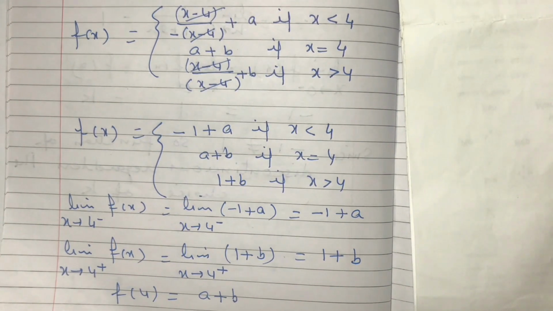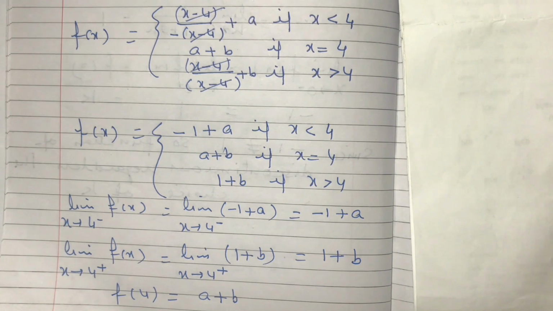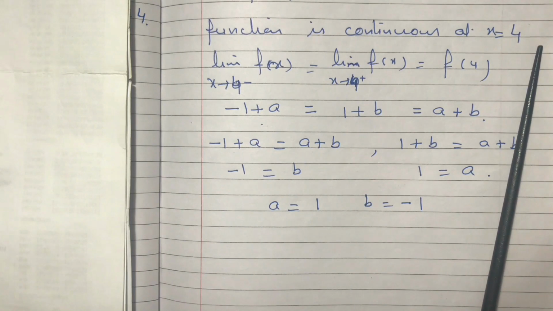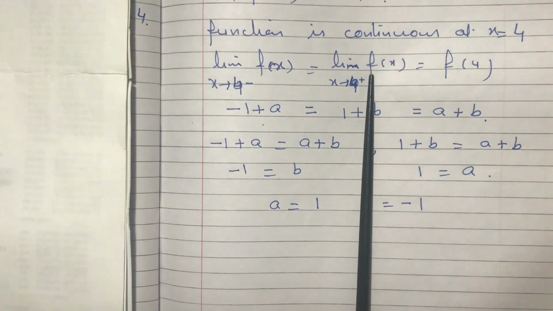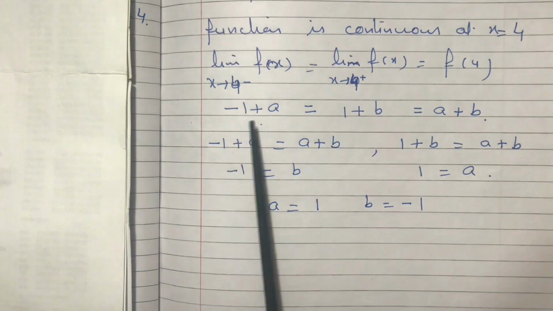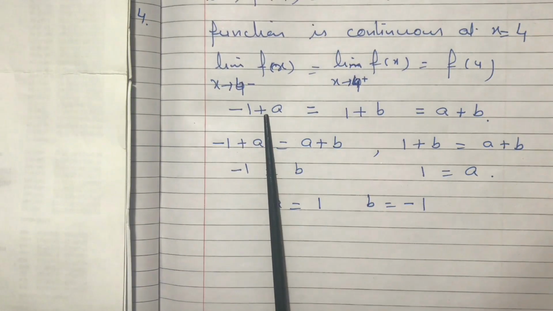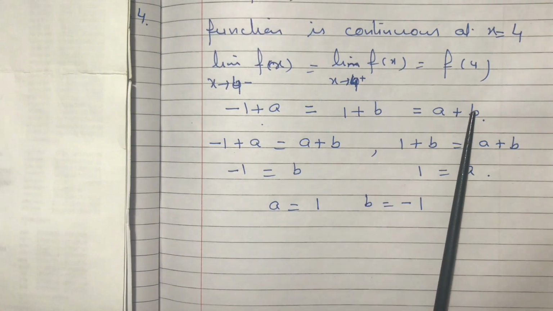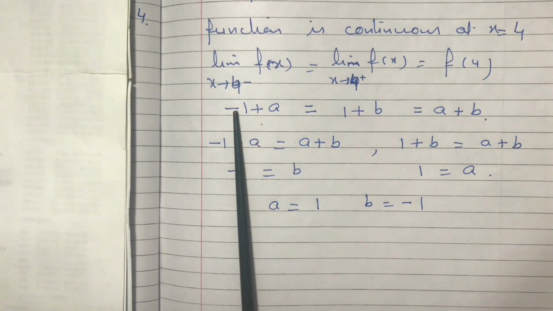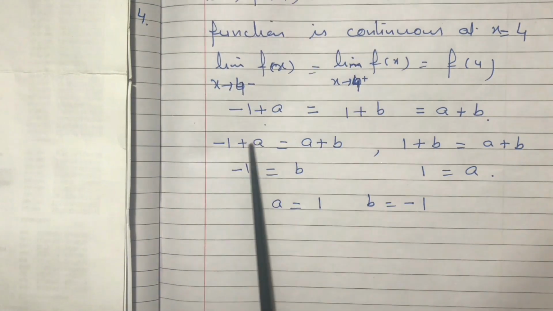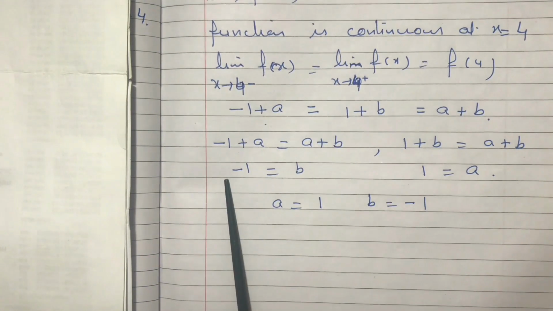So I'll write it on the next page and find the value of a and b. Since function is continuous at x is equal to 4, left hand limit is equal to right hand limit is equal to f(4). So minus 1 plus a is equal to 1 plus b is equal to a plus b. First you take this and this, then you take this and this. So minus 1 plus a is equal to 1 plus b. It means a and a cancel, so value of b is minus 1.